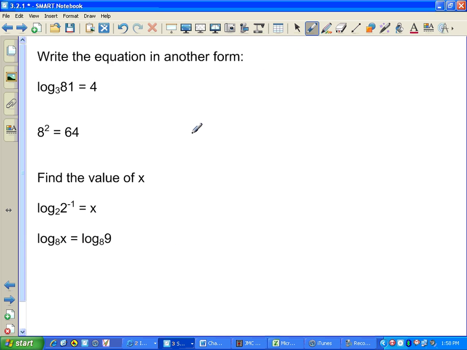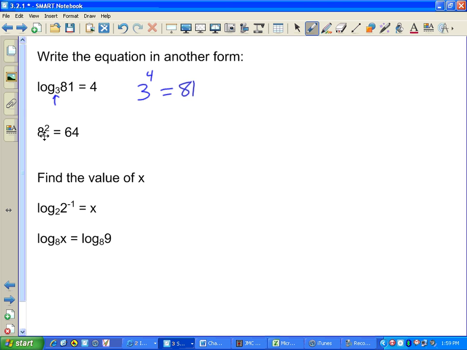Now let's do some more examples. All right, here I'm asking to rewrite it in a different form. So remember, you're gonna take your base. Your base stays as your base. Okay? You're gonna take what it equals, that becomes your power. It equals what you were taking the log of. Okay, that's going from log to exponential.